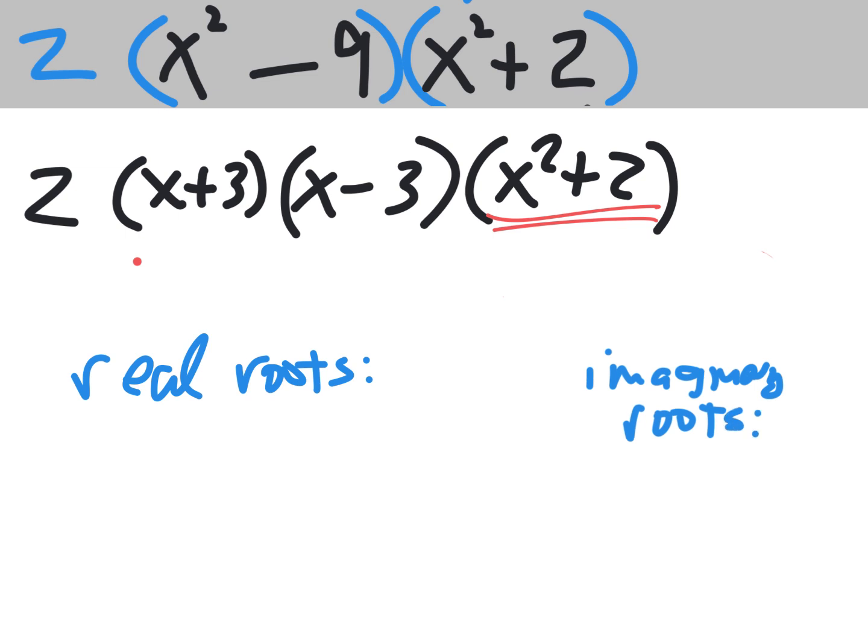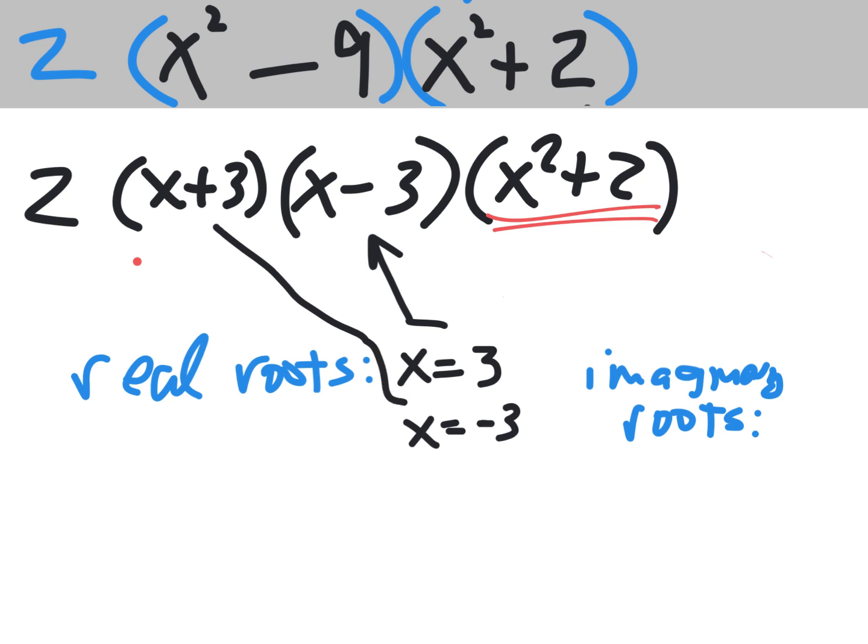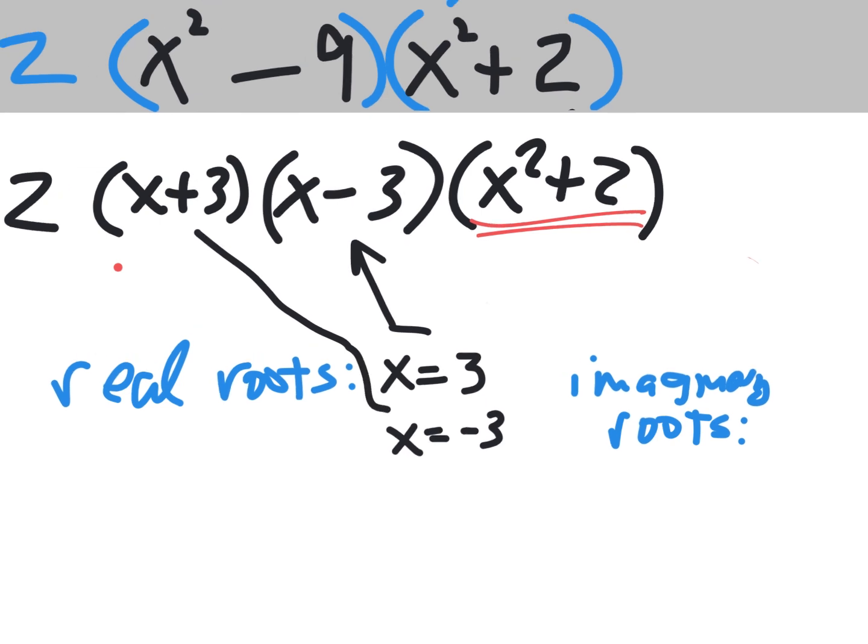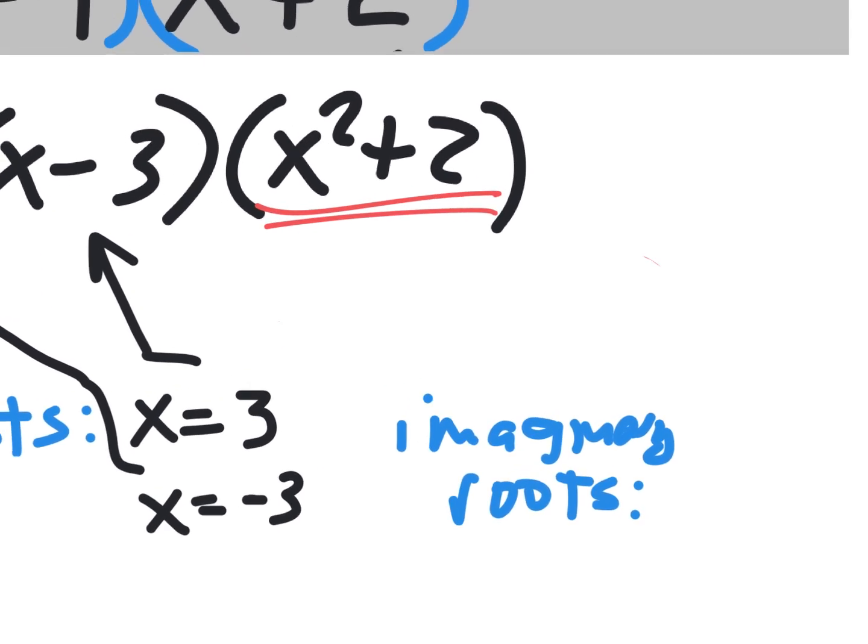Okay, well the real ones are pretty easy. x equals 3. Remember, roots are the same as zeros, which are the same as x-intercepts. So it's 3 for that one, and x equals negative 3 for that one. Does that make sense to you? These other ones are imaginary. You know how I know?